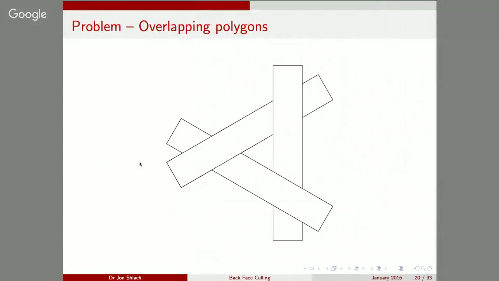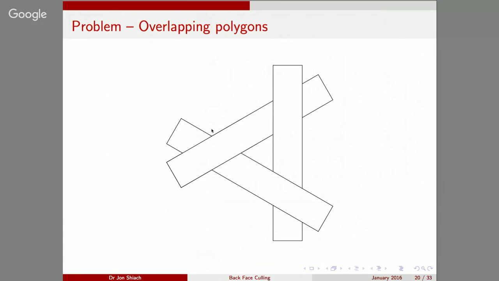Okay, we do have problems. Well, how would you sort this one out? Let's say we've got these 3 polygons. They're all overlapping. Each one is in front of one but behind another. With Painter's algorithm, this one would struggle. The actual solution here is you'd have to split some of these up.